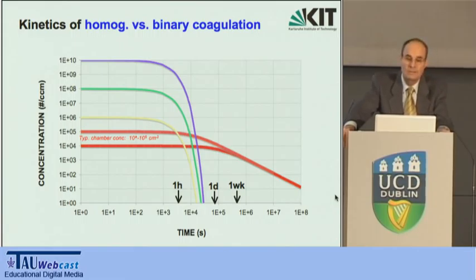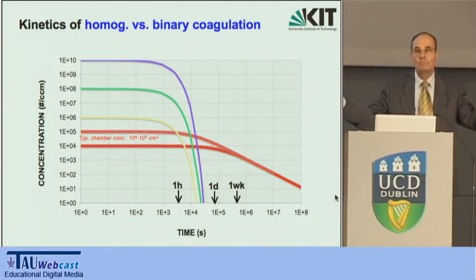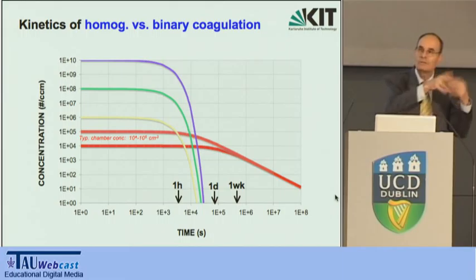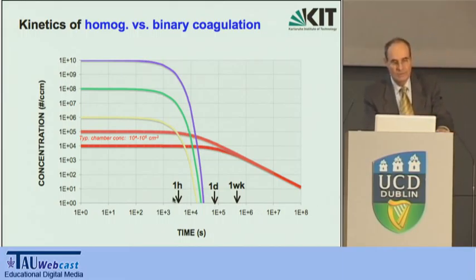Just to illustrate the kinetics of homogeneous versus binary coagulation. Binary means you're connecting big and small particles. Homogeneous means it's just the nanoparticles agglomerating among themselves. And this is the classical kinetics of homogeneous coagulation. You can see that it takes hours for this aerosol to change significantly. On the other hand, the binary coagulation is an exponential phenomenon, and it kicks in within minutes, typically, and within an hour you can see that the concentration has dropped orders of magnitude. So the kinetics of this binary coagulation are much faster.